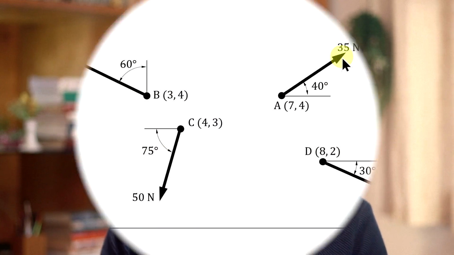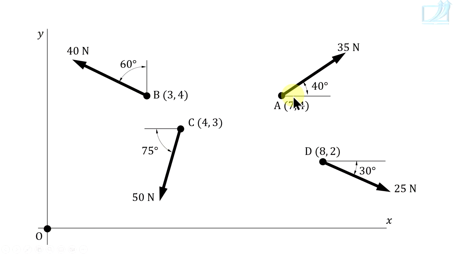So in this diagram, the magnitude of the force is 35 Newton. Its direction is rightwards upwards 40 degrees with the horizontal or 40 degrees with the x-axis. And it is acting at point A, that has coordinates 7, 4. Let's assume that all distances are in meters, so these coordinates are in meters. Similarly, this force is leftwards upwards, that makes angle 60 degrees with the vertical or with the y-axis.